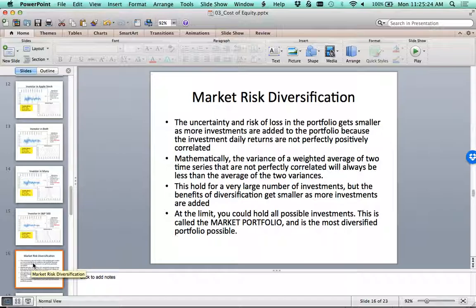So the idea is that the uncertainty and risk of loss in the portfolio gets smaller as more investments are added to the portfolio because the returns are not perfectly positively correlated. And all that means is that on days when one goes up, the other doesn't necessarily go up. On days when one goes down, the other doesn't necessarily go down. And particularly not by the same amounts. And so mathematically, the variance of a weighted average of 2 time series that are not perfectly positively correlated will always be less than the average of the 2 variances.